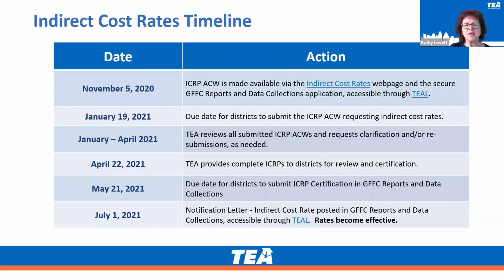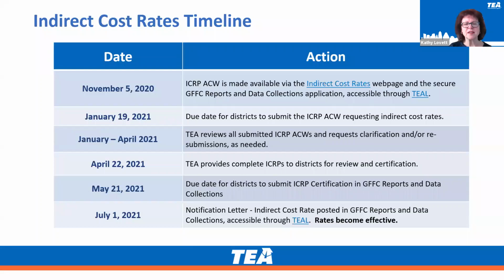Once all of those ACWs are reviewed and finalized and approved by our team, the division then takes that data and merges it with the PIEMS data to create the ICRP. And those ICRPs will be available to districts by April the 22nd, 2021. Districts then have about a month to review that ICRP and certify it in GFFC reports and data collections.